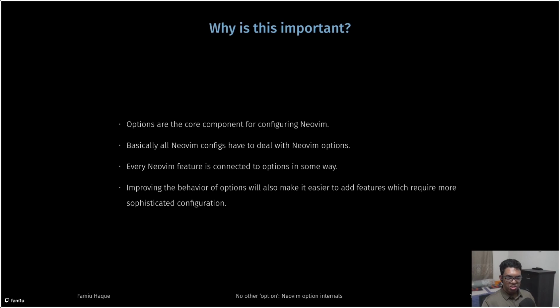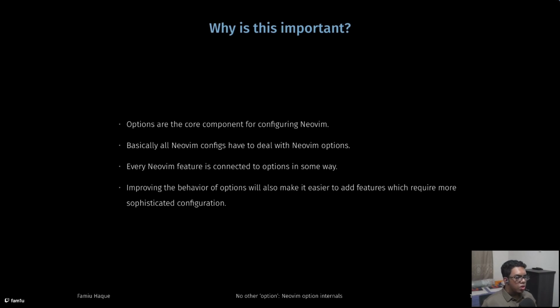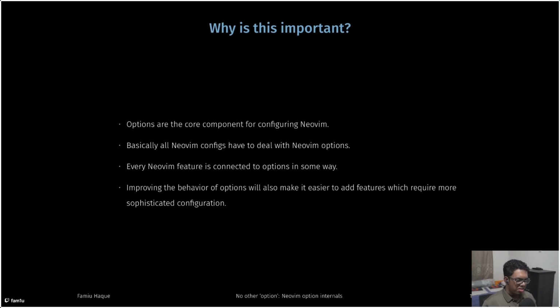Every Neovim feature is connected to options in some way. So let's say global status line, that's something I worked on. That's basically my first big PR. That's connected to options. Like you have to enable it by setting last status to 3. And then let's say WinBar, that's also something I worked on. You also have to set it using set WinBar.